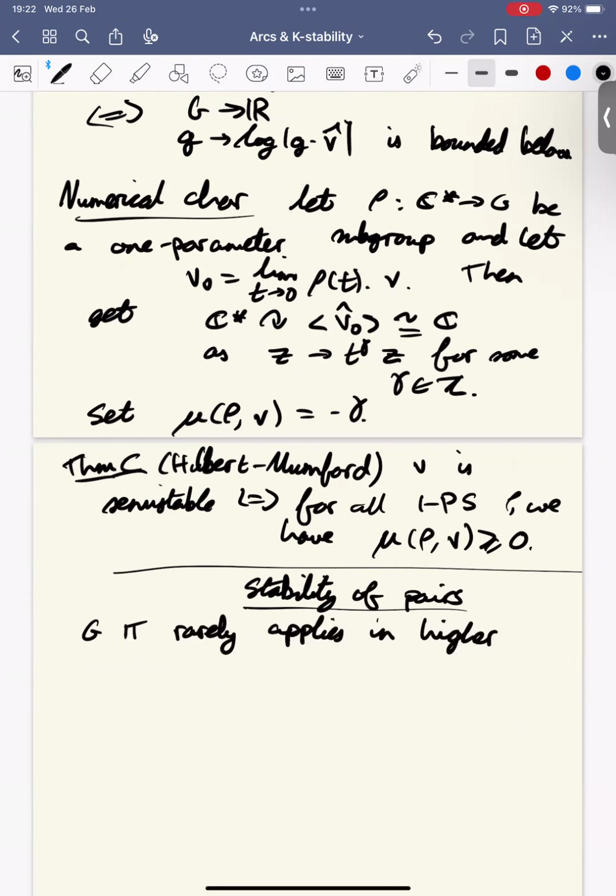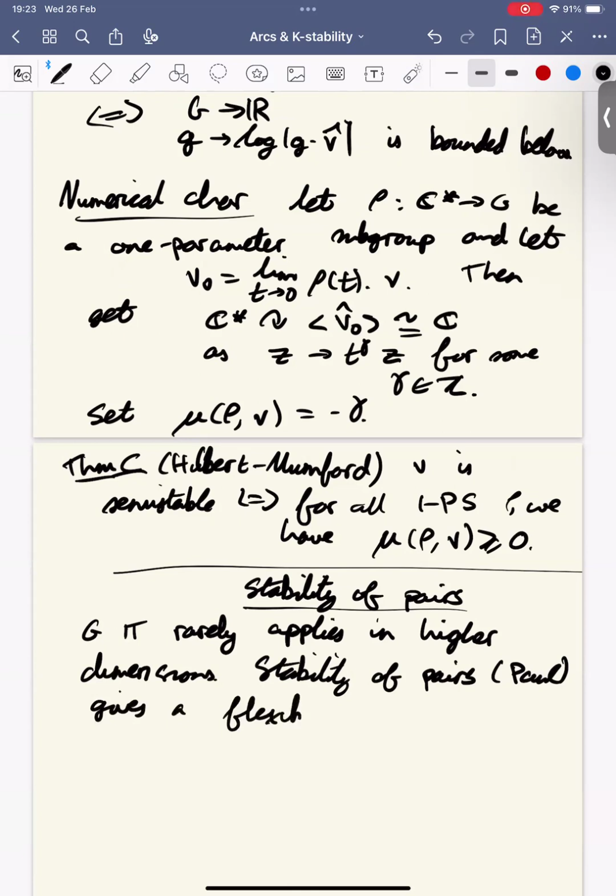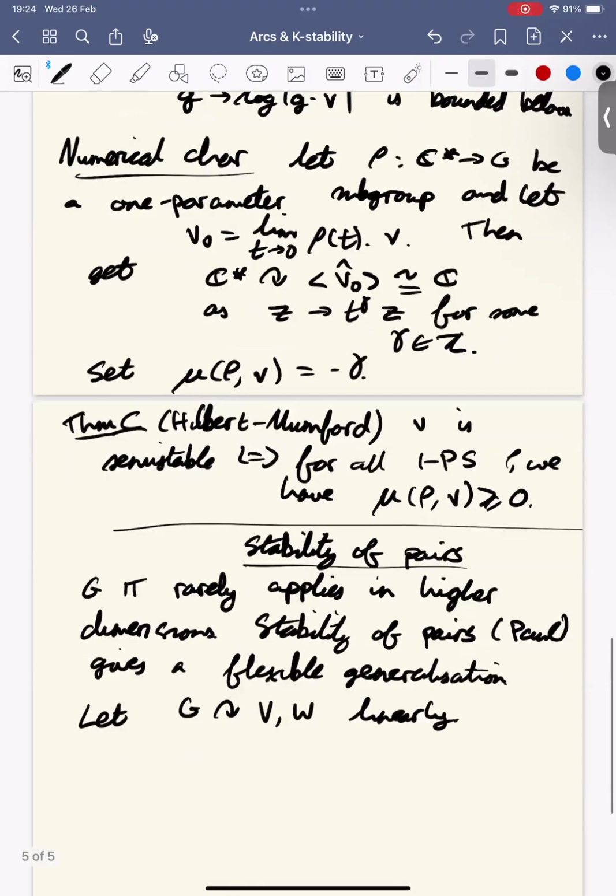So when we're interested in constructing moduli spaces, for example, in higher dimensions. Okay, so this theory of stability of pairs is intended to give a more flexible generalization that should be harder but more applicable. This theory of stability of pairs is due to Sean Paul, and it gives a flexible generalization. Essentially, we would like a version of GIT that works beyond the classical setting. It's probably unrealistic to expect all of the nice properties of GIT to hold more generally, especially in the context I'm talking about. But nevertheless, that's the ambition of this theory of stability of pairs. So we'll let G now act on a pair of vector spaces V and W linearly. One imagines that GIT is the setting where we have a single vector space, and I'll explain how that works in a moment. The key definition is the following.